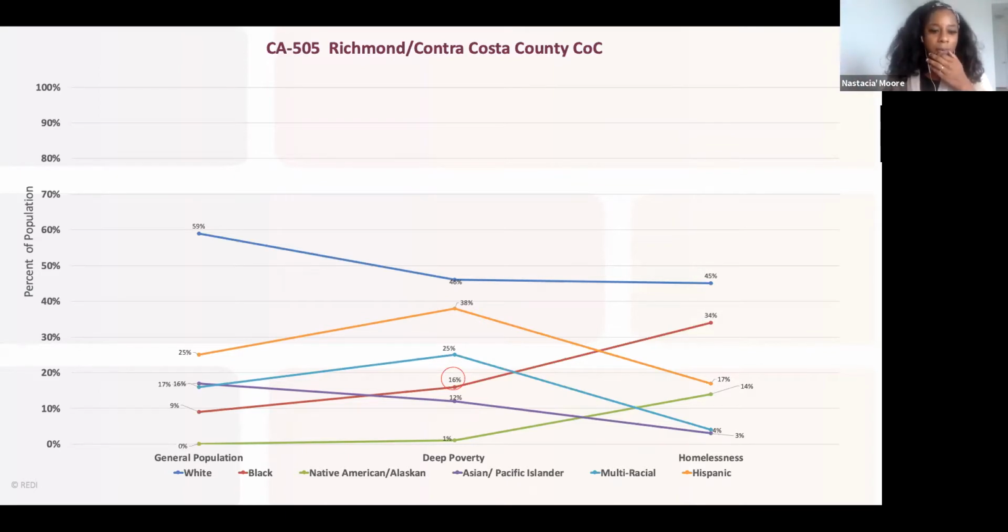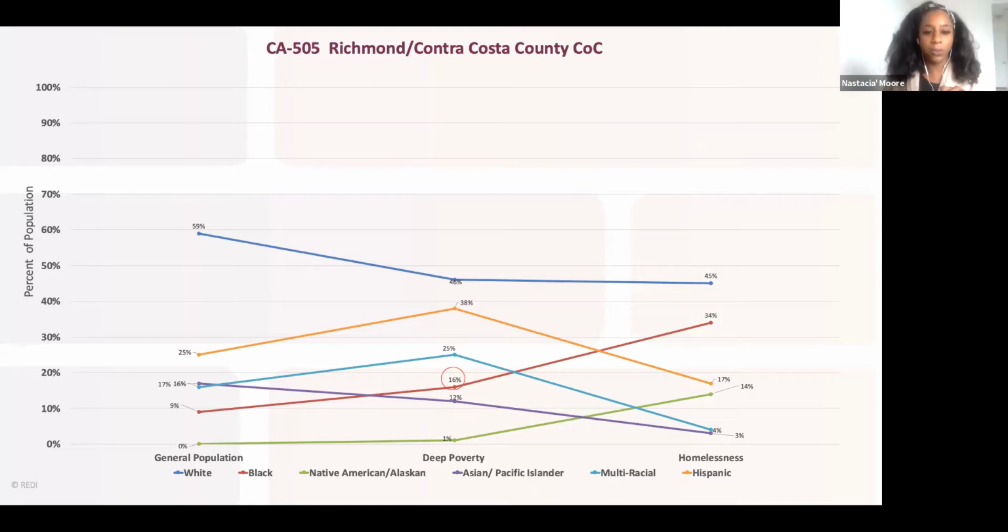We look at Native Americans. They make up less than 1% of the CoC's population. They also make up about 1% of those deep poverty numbers, but then they end up being 14% of those who experience homelessness. That's huge. That's almost 14 times. Again, what is happening from the time they go into deep poverty to the time they go into homelessness is what we're questioning here.